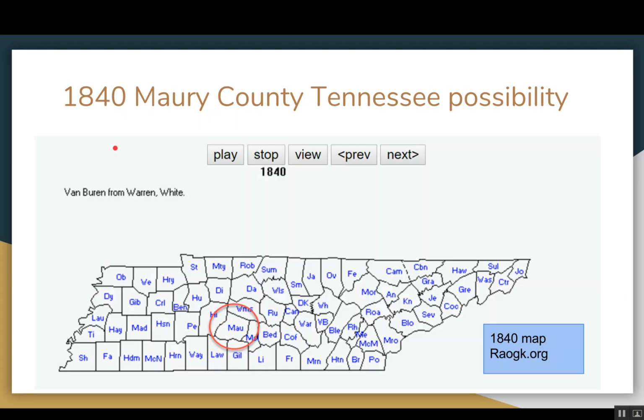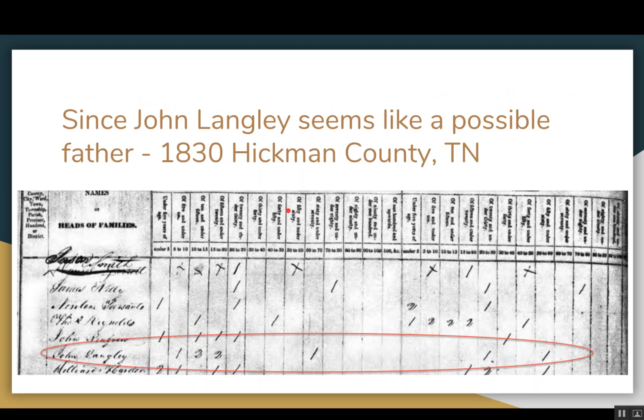Okay, so let's go ahead and find Maury County on a map. And so here is Maury County. It's right kind of in the middle, a little bit on the western side of Tennessee. And I got this again from the Random Acts of Genealogical Kindness.org. This is a map where you can preview whatever census year you're looking at, or whatever year you would like to look at, to see the changes in the county. But that's where Maury County is in 1840.